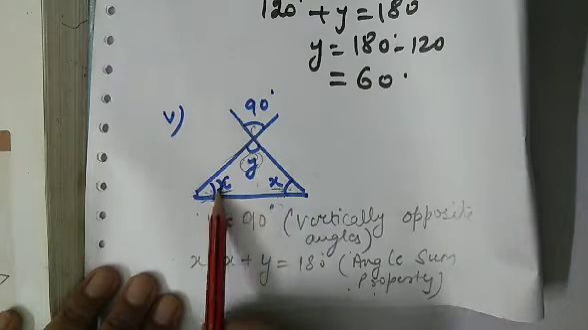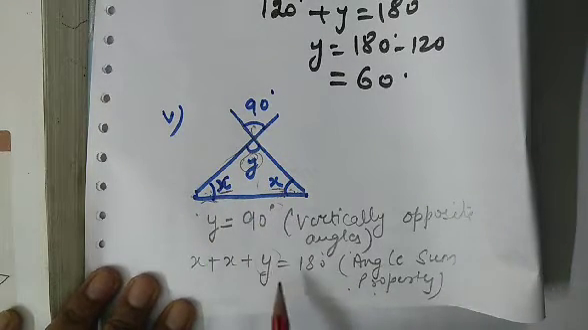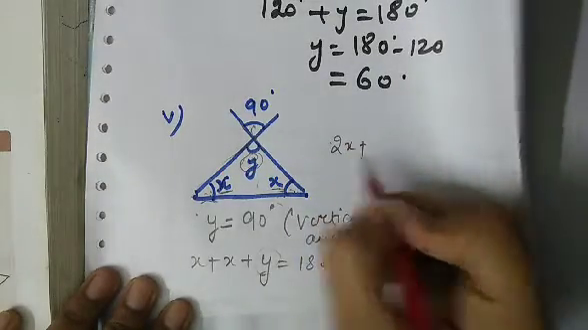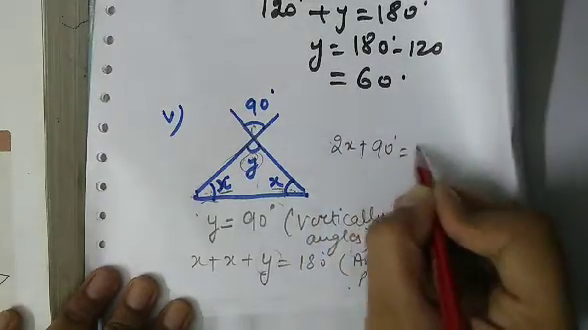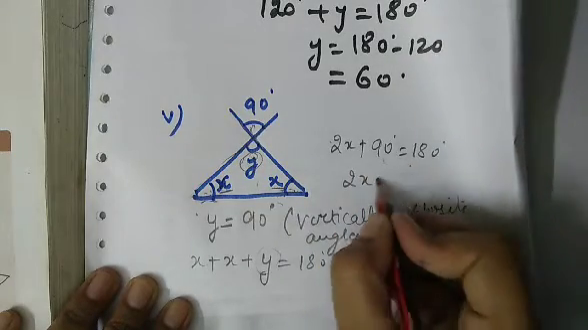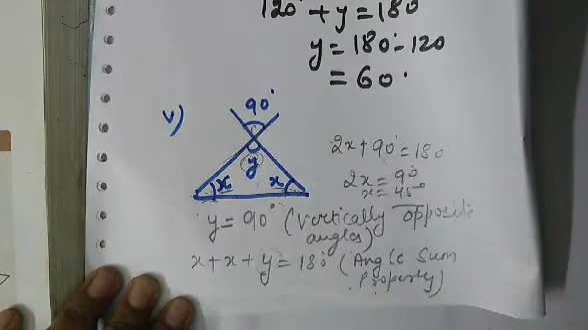So I have written x plus x plus y equal to 180. In place of y I will write 90 degrees. So it will be x plus x is 2x, and in place of y I will write 90 degrees. So 2x is equal to 180 minus 90, that is 90. So x is equal to 45 degrees. So this is part 5th.